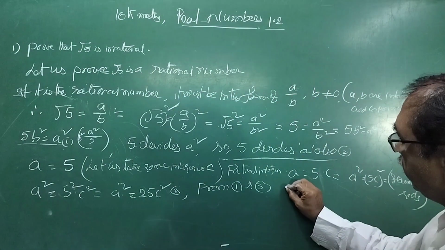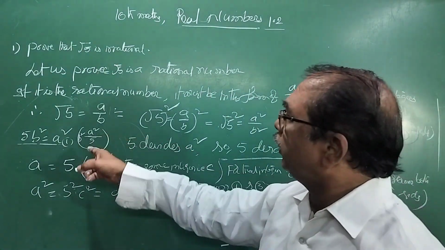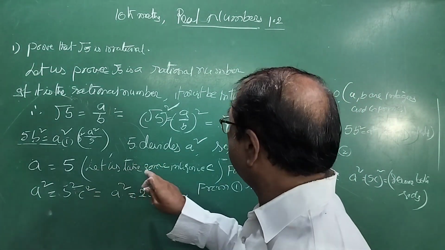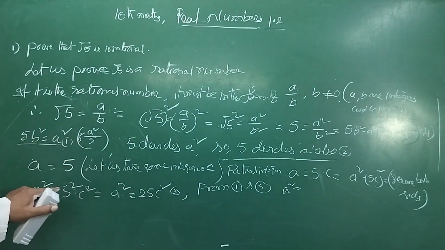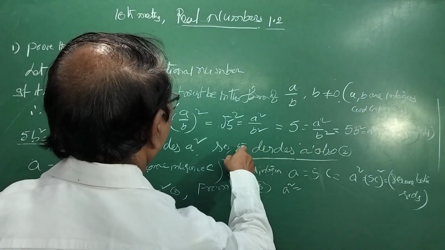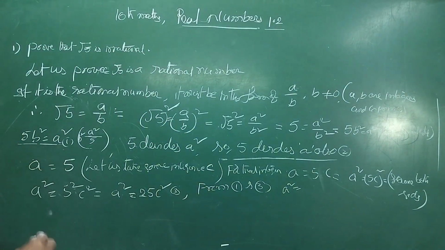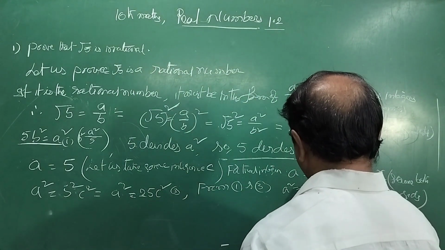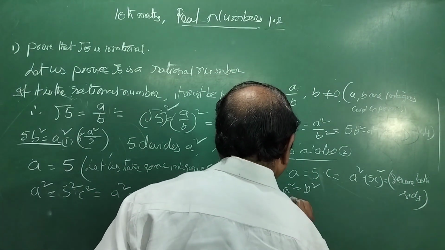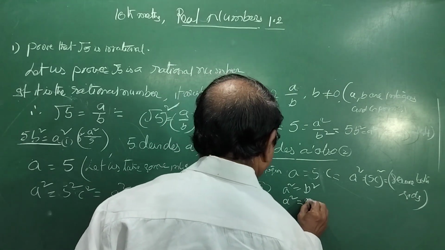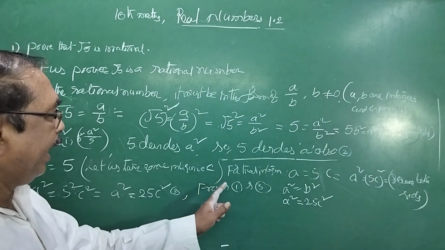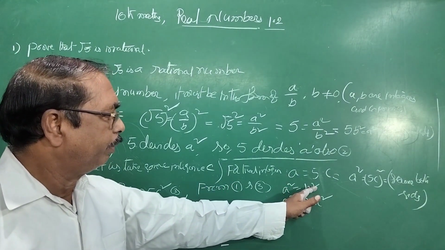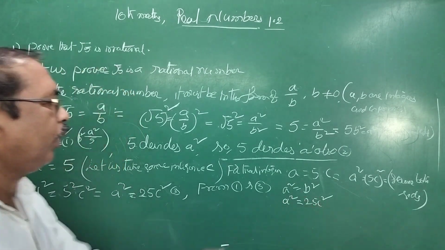What is a square equal to? Where is 1? Let us see. It is 1: a square is equal to 5b square. But here a square is equal to 25c square. You see, from 1 and 3, a square is equal to 5b square and a square is equal to 25c square.